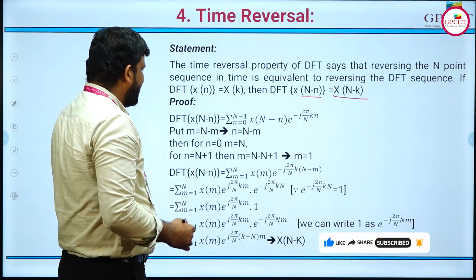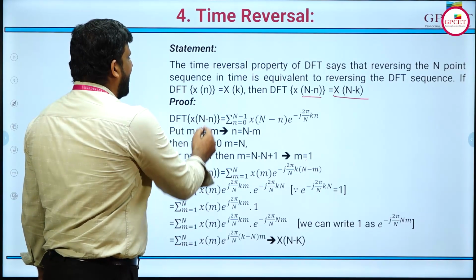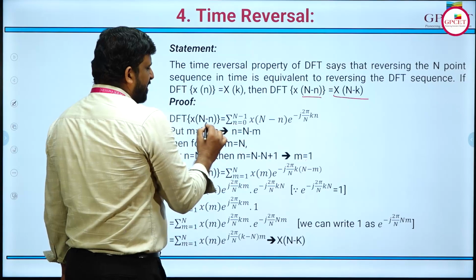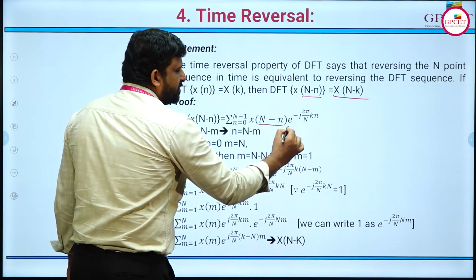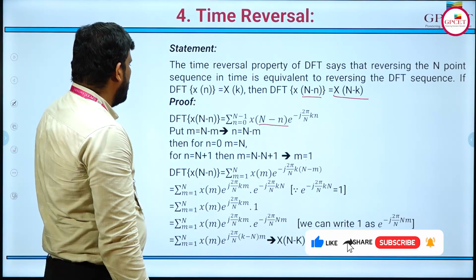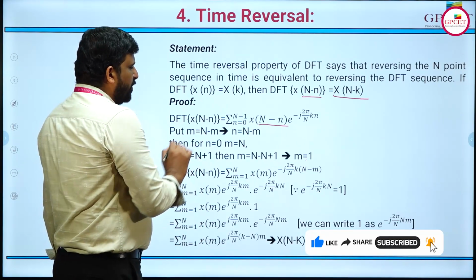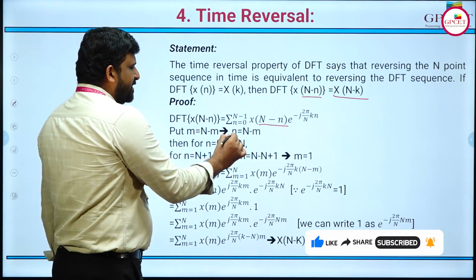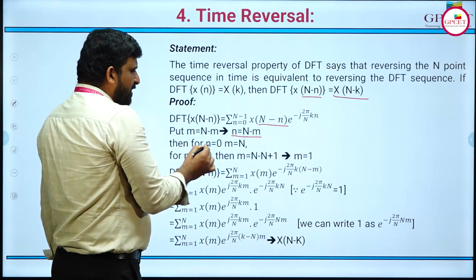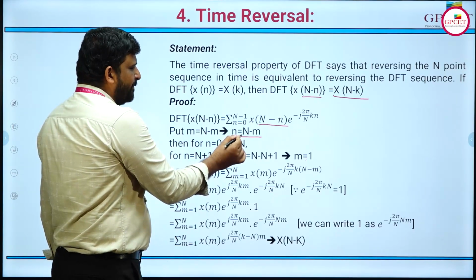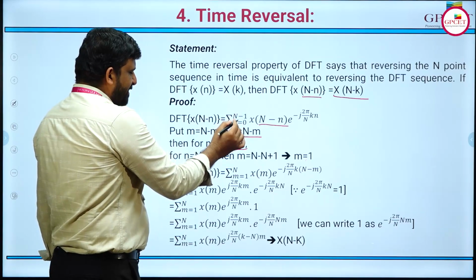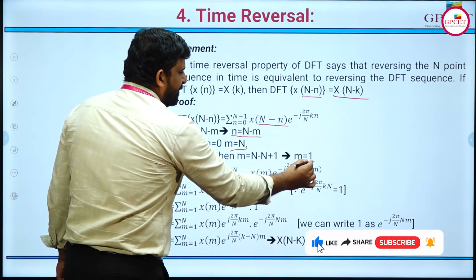So similarly, I am taking the DFT of x of N minus n. In the DFT equation I have taken, instead of small n, I have substituted N minus n. So in the place of N minus n, I am taking m is equal to N minus n, so n is equal to N minus m. So here I need to concentrate on the limits. First, n is equal to 0, I am substituting, so that I am going to get m value equal to N, and if I am substituting n is equal to N minus 1, then I am going to get m is equal to 1.